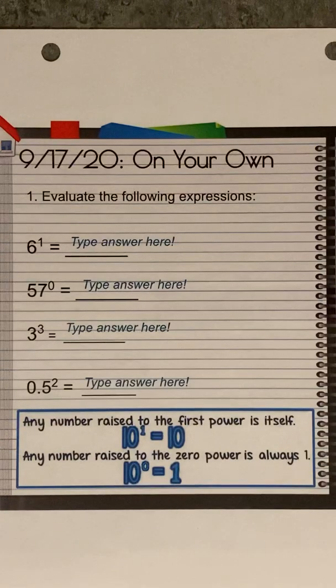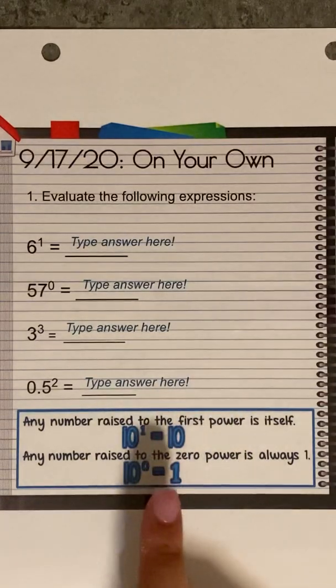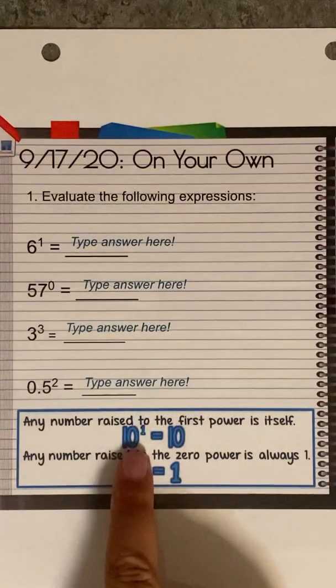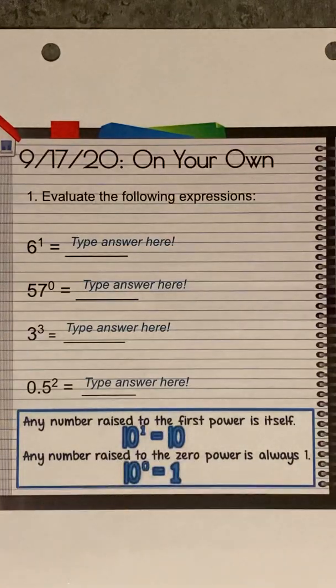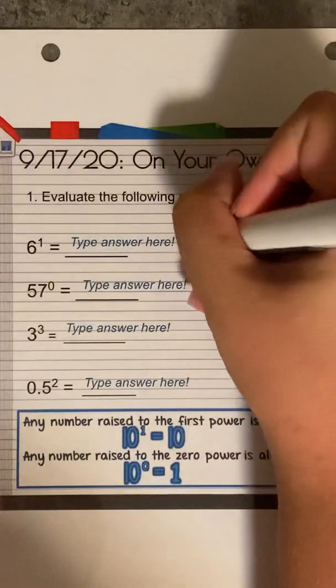All right, so first one, we're going to evaluate the following expressions. So you're going to type your answer there. I'm going to write it. 6 to the first power. Oh my goodness, wait, you guys. Anything to the first power is just going to be itself because that's how many times we're going to see that base, just one time. So 6 to the first power just equals 6.